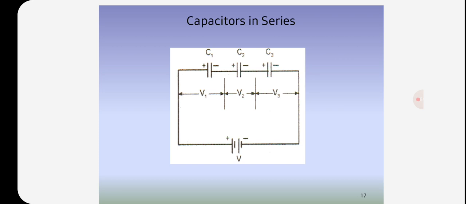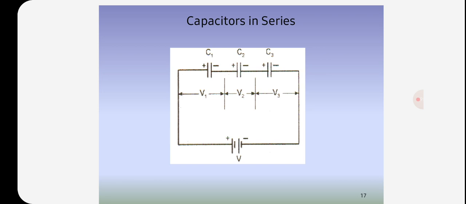We can observe here that the three capacitors are connected in series. Each capacitor has a positive plate and a negative plate. The first capacitor's negative plate will be connected to the second capacitor's positive plate, and the second capacitor's negative plate will be connected to the third capacitor's positive plate. Likewise, it will be connected, and that is called series connection.